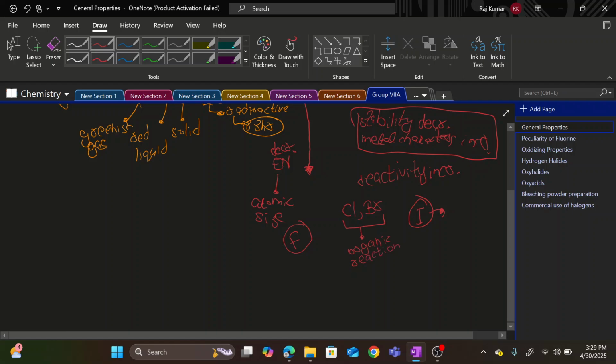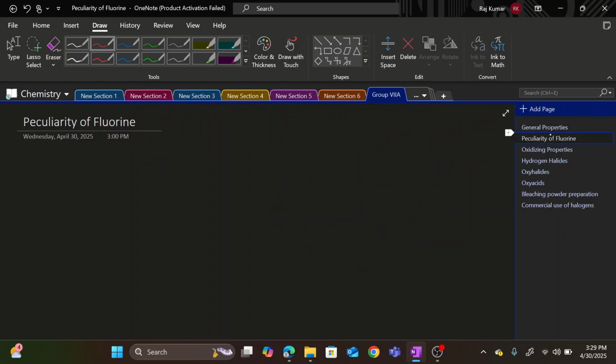All right. Now let's move on to the peculiarity of fluorine. As I previously told, fluorine is the most electronegative element not only in group 7A but in the entire periodic table. It has certain peculiarities. What are those peculiarities? Let's understand. Number one peculiarity is its high electronegativity value. It is highly electronegative as well as it has a high ionization energy.